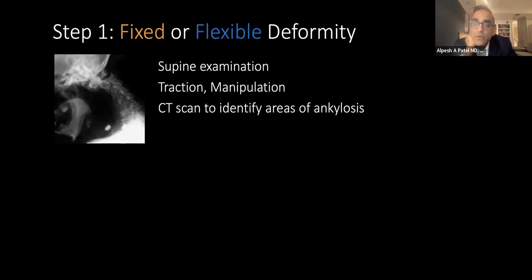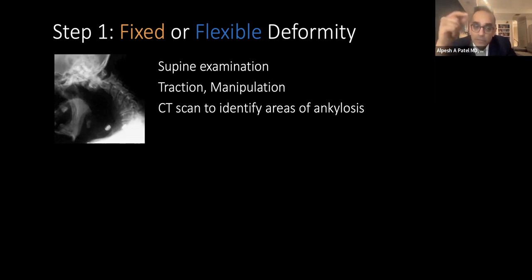So step one, fixed or flexible deformities. I would take a flexible deformity any day of the week over a fixed deformity in terms of being the more reliable problem to tackle. So how do we figure that out? We talked about supine examination, right? Letting the patient lay down and just see with time, does their head gradually come back? Second thing, traction, we talked about, manipulation. You can lay these patients down and with your own hands carefully see how much correction you can get with them laying on a table.